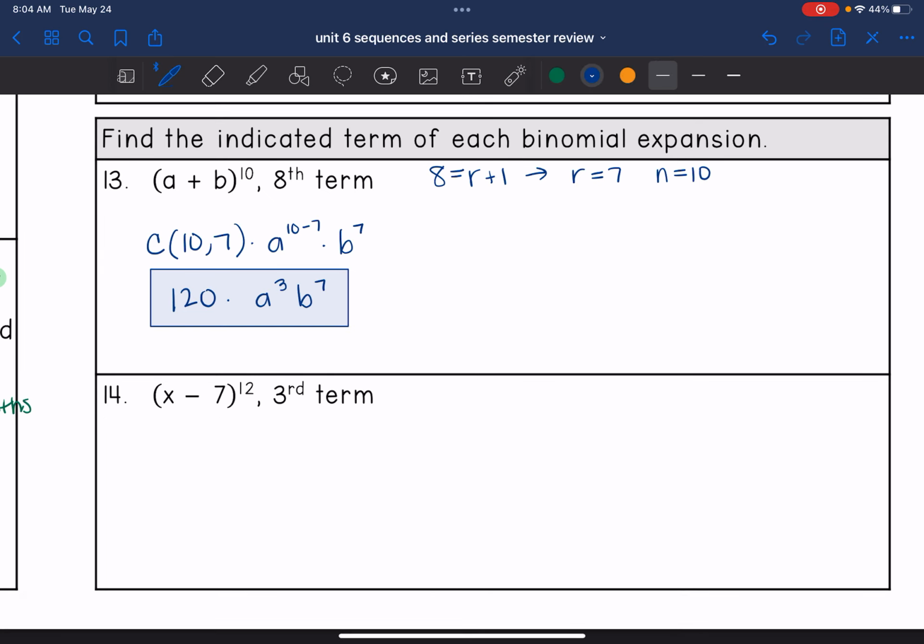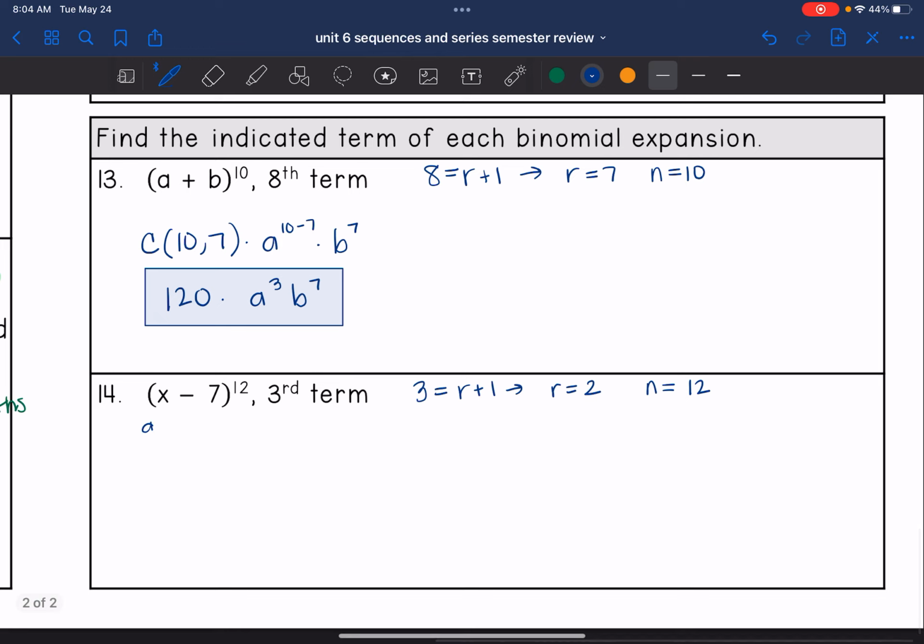So again, the 3rd term, that's r plus 1. So that means that r is 2. And then n is whatever exponent they're raising up to, so they're raising up to the 12th power. Now here, you know how we're using this pattern a and b? Well, a is going to be x. b is negative 7 because of the minus. So now we're just going to follow the pattern that it says to do.